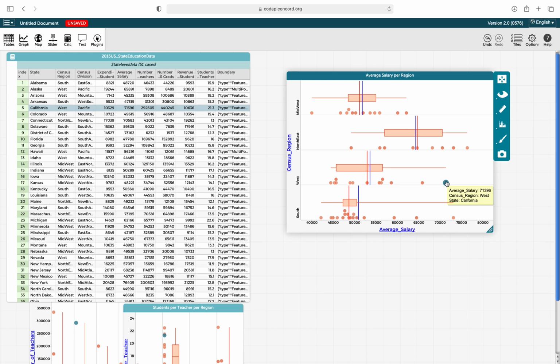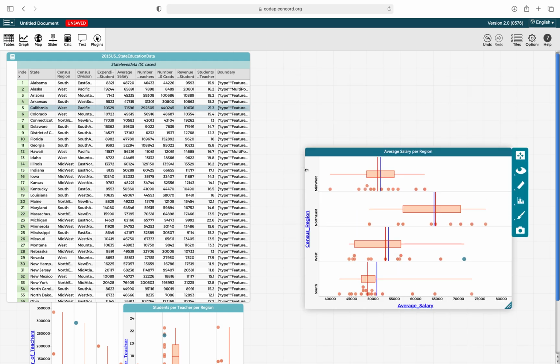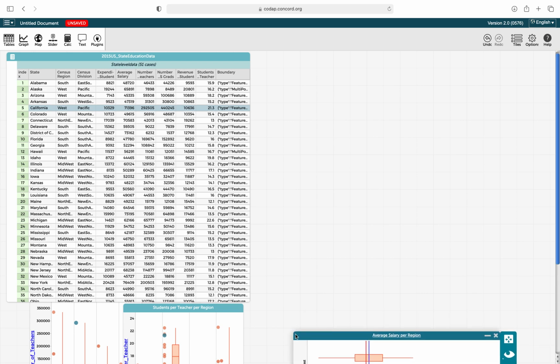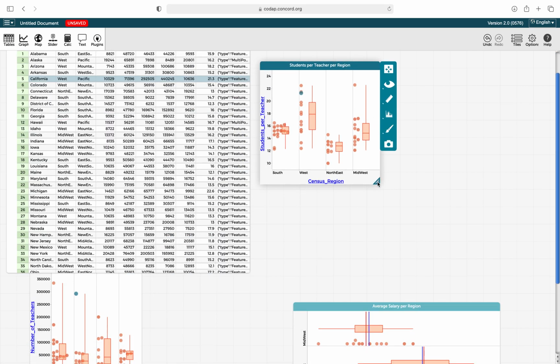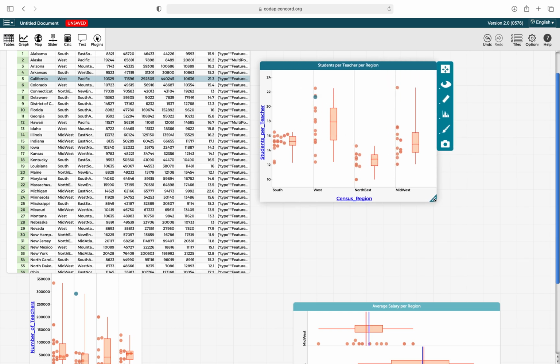For me, there is more going into it than just how much I'm getting paid. I want to take into account how many students there will be per teacher in each region and how many teachers there are per region. So for this, we can get rid of this graph, and our first graph is going to focus on students per teacher per region. Once again, I have pre-made the graph, and I have put students per teacher on the y-axis and the census region on the x-axis.